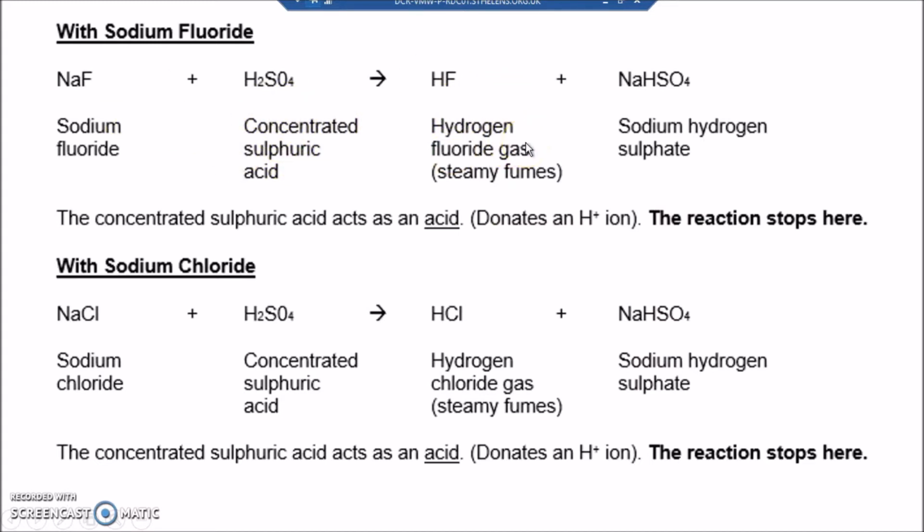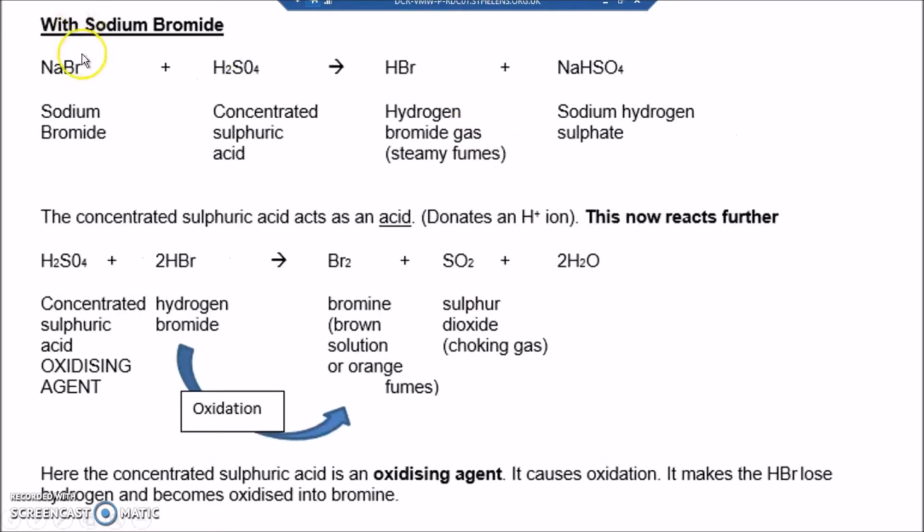Let's have a look at sulfuric acid acting as an oxidizing agent. So with sodium bromide, the same thing happens again. We get the sulfuric acid acting as an acid, forming HBr as steamy fumes and sodium hydrogen sulfate. But then we get another step. The concentrated sulfuric acid is a strong enough oxidizing agent to be able to take this HBr and to oxidize it. Let's work out what oxidation is.